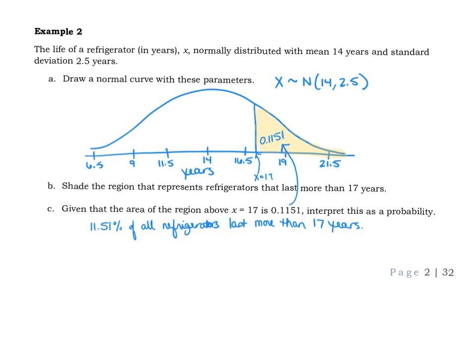All right, so hopefully now you feel as though you can take something that's normally distributed, draw me a normal curve, shade in an appropriate area, and then interpret what that area might mean in context.